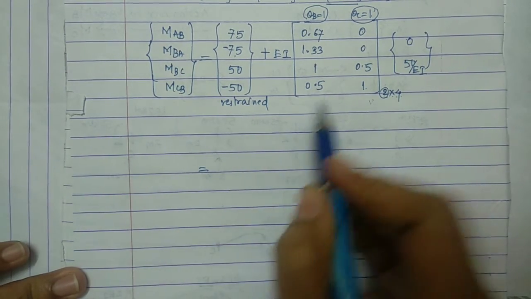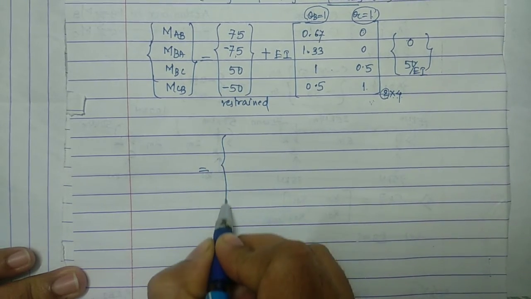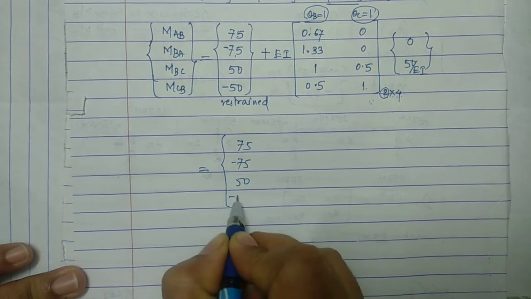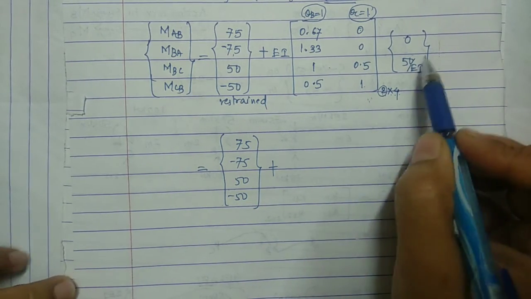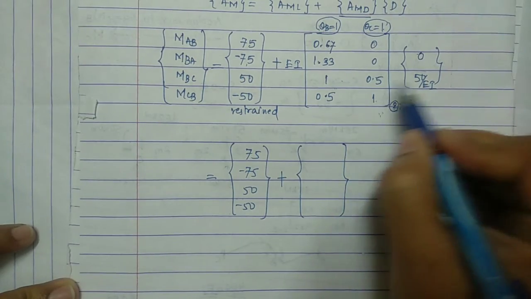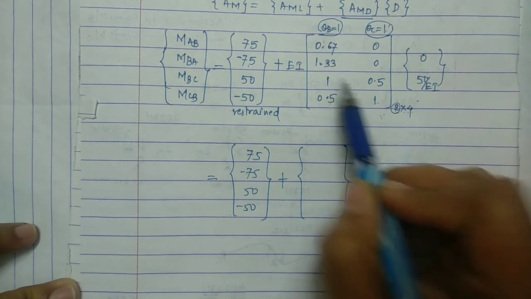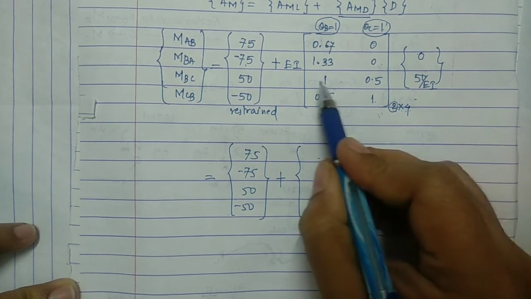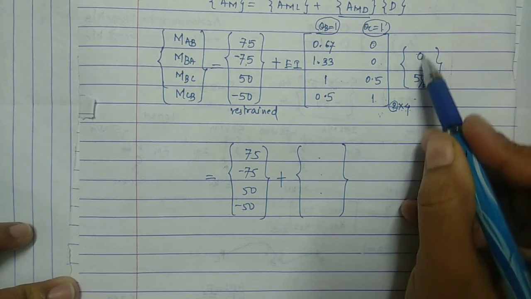So here, first there is a multiplication of this A and B into B. So we will write this column as it is here: 75, minus 75, 50, minus 50. Plus, now the multiplication of these two. So here it will be a column matrix. 4 elements will be there from this. So first row into column, that will be the first element here. Then second row into this column, second element. Third row into this column, third element, and the fourth element will be from the fourth row into this column.